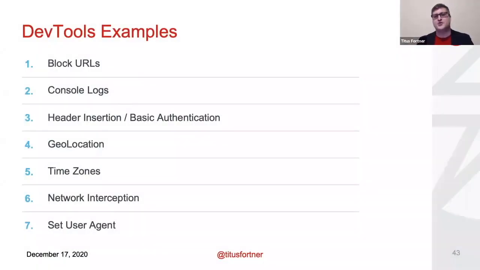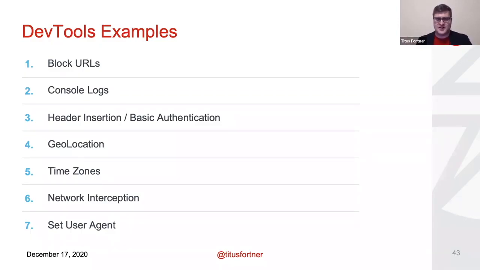Some things that you can do with DevTools that you can't do with Selenium directly right now, or in Selenium 3, but these do work in Selenium 4. You can block specific URLs. You can get console logs. You can insert headers, which is a good way to set basic authentication since that was removed.